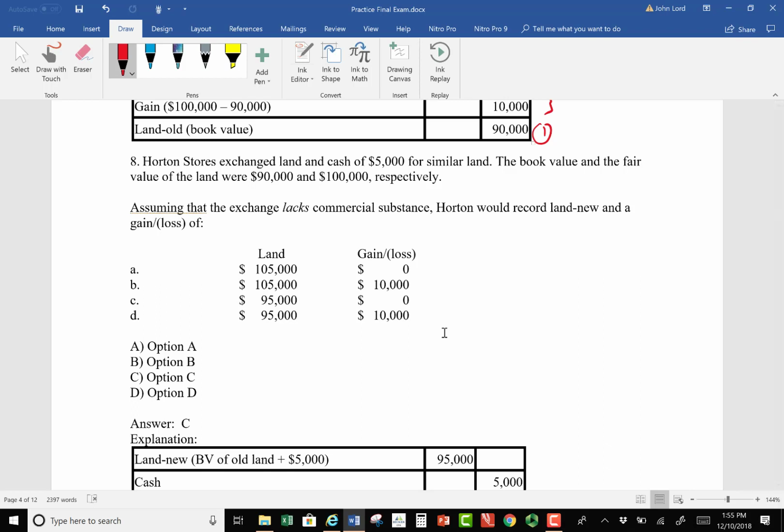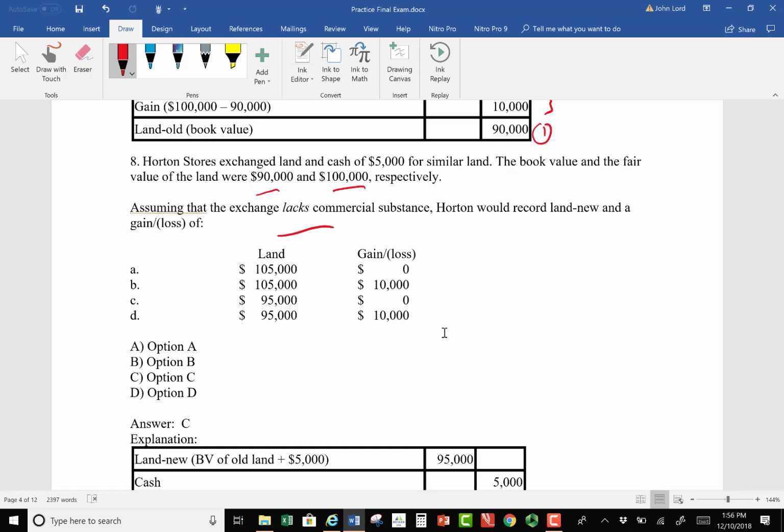Number 8, and I'm giving you quite a few of these guys because, again, your free response question is going to be something like this. Horton stores exchanged land and cash at 5,000. The book and fair value of the land, isn't this the same question? Oh, now it lacks commercial substance. Okay, good. So the gain is what? 0. Okay, and then we have to figure out what the land is going to come in at, and it's book value of assets surrendered, isn't it?